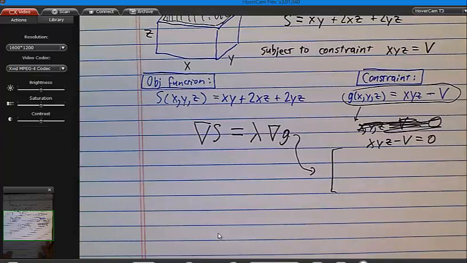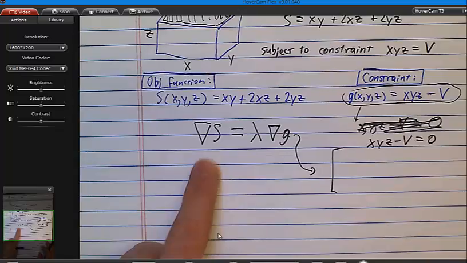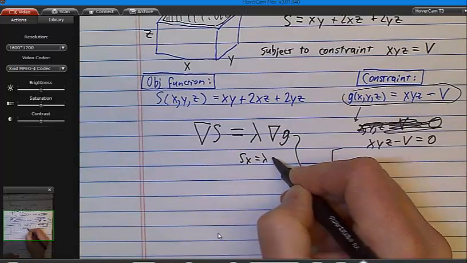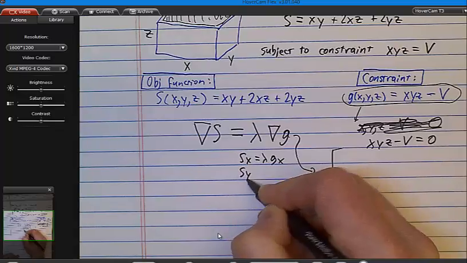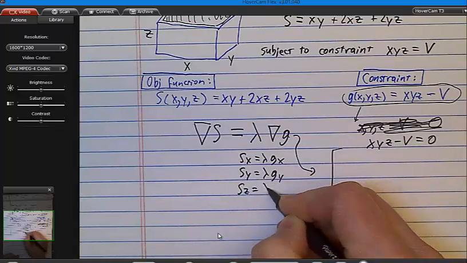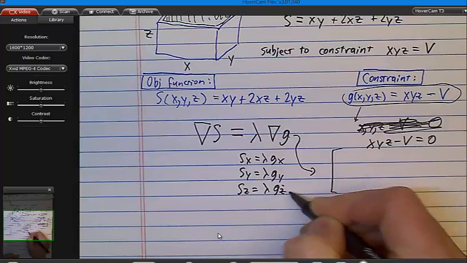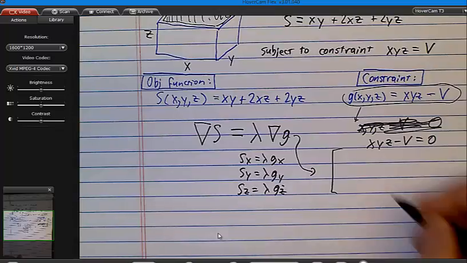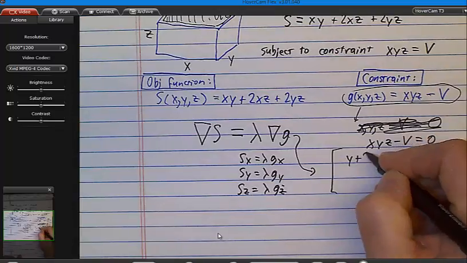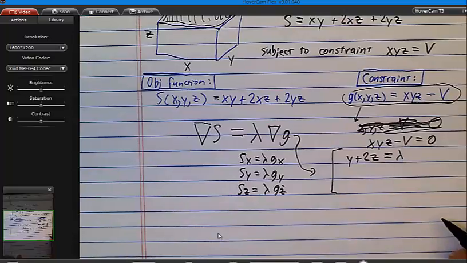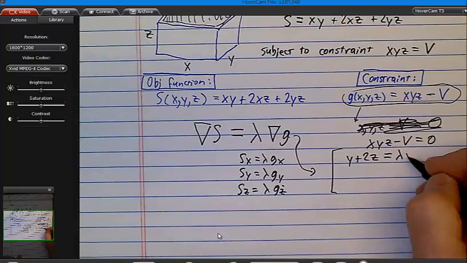So let's see. The first equation would be the partial with respect to x. So we're going to get, Sx is lambda gx. We're going to get Sy is lambda gy. We're going to get Sz is lambda gz. So let me do that. Sx would be y plus 2z. That has to equal lambda times yz. There we go.